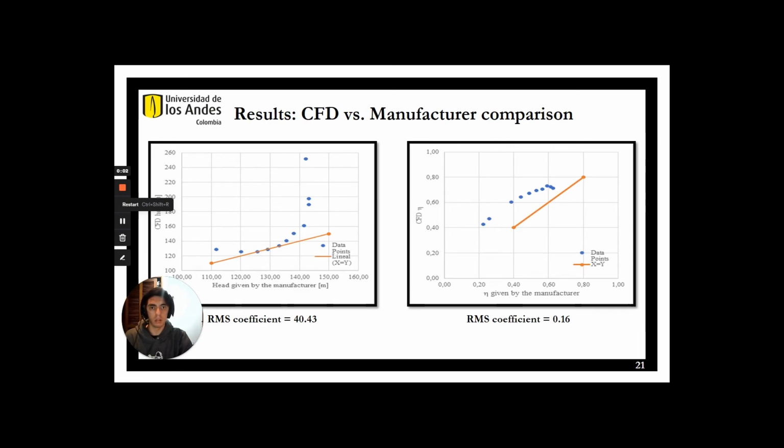For comparing our results with the manufacturer's, we use the root mean square method. For the head, we can see that the behavior is very different. This is due to the poor mesh generated and the lack of an experimental approach, giving us a very high root mean square coefficient of 40.43. On the other hand, we have the efficiency plot, where the behavior is almost the same, but the values are considerably lower. This is also due to the lack of an experimental approach and the limitations in the meshing. However, the same behavior gives us a lower root mean square coefficient of 0.16.